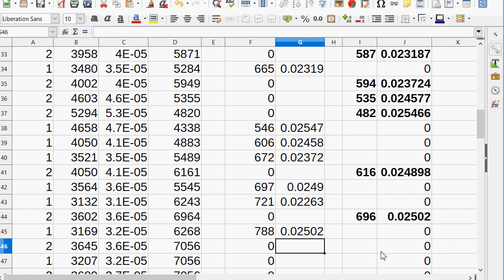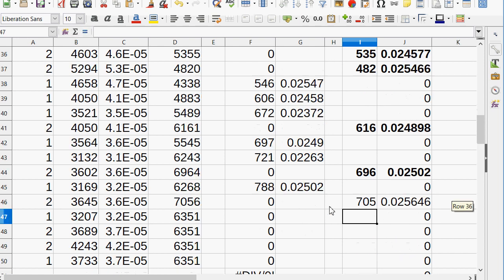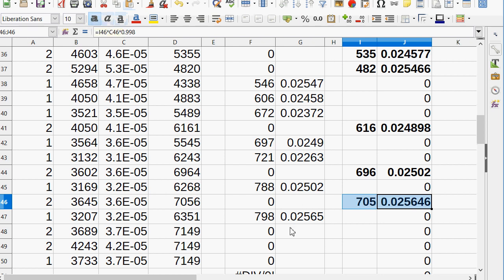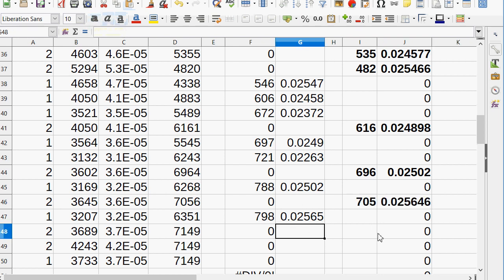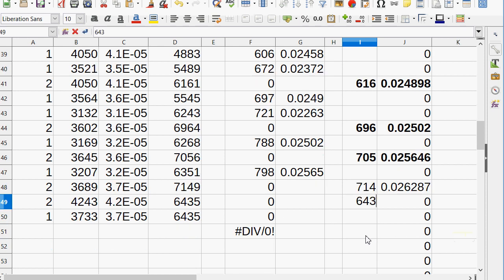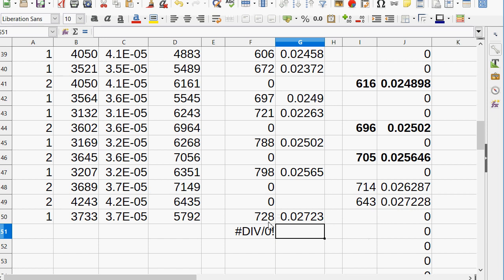So 788. We got 705 to sell here. And then the buyback immediate. Okay, when I say immediate, just the next one, of course. And then a sell again, which would be 714. And then 643. And I don't need to bold this because this is the last one. We'll just go equals this. Don't need this. And it's done.